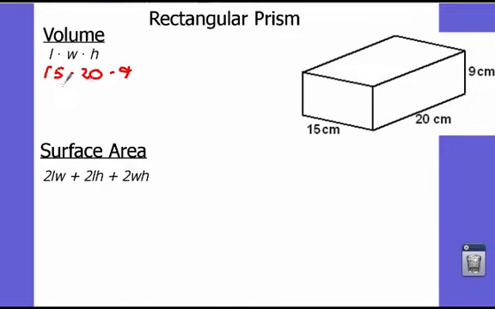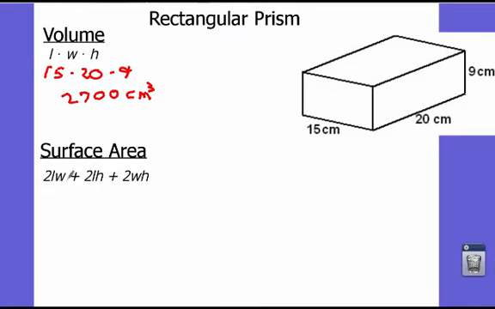So to find the volume, all we have to do is multiply these three numbers together, and we get 2,700 centimeters. And for volume, our units are always cubed, because we're talking about 3 dimensions.